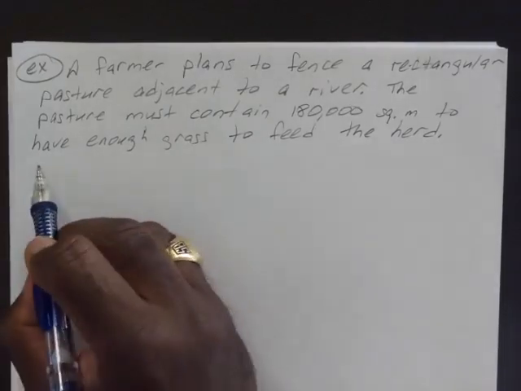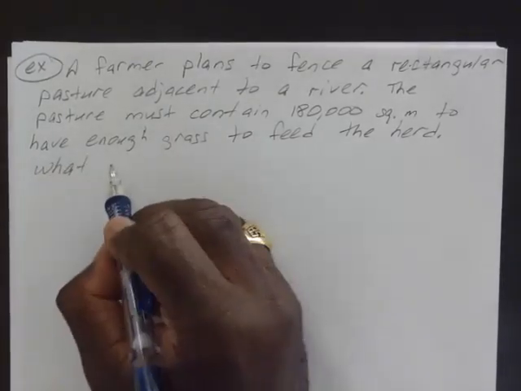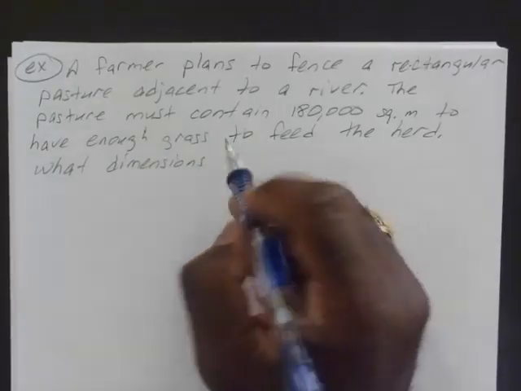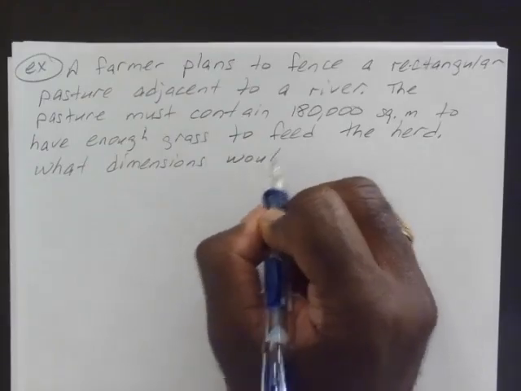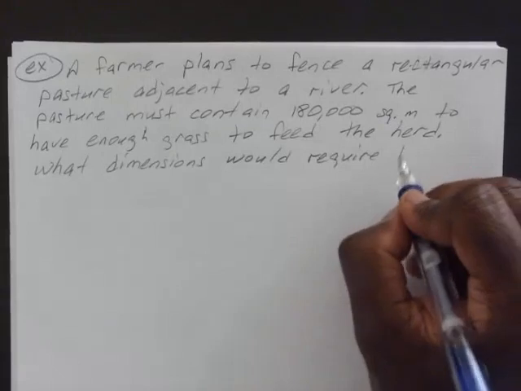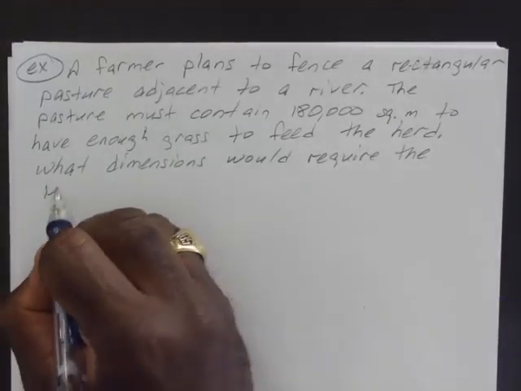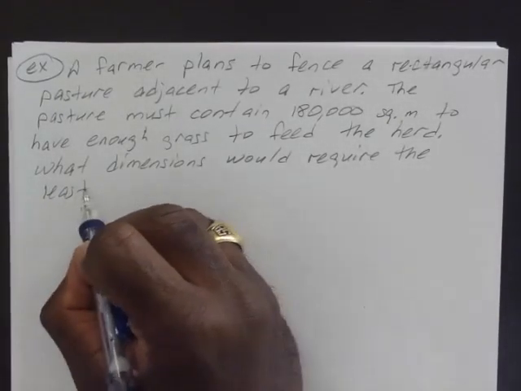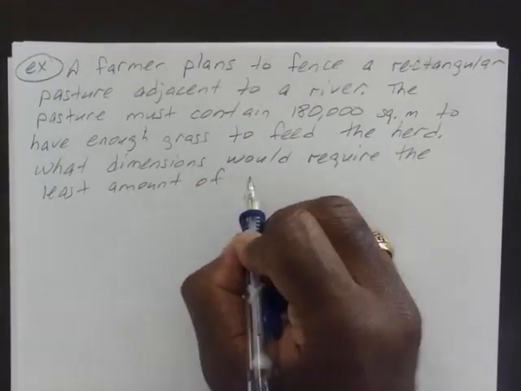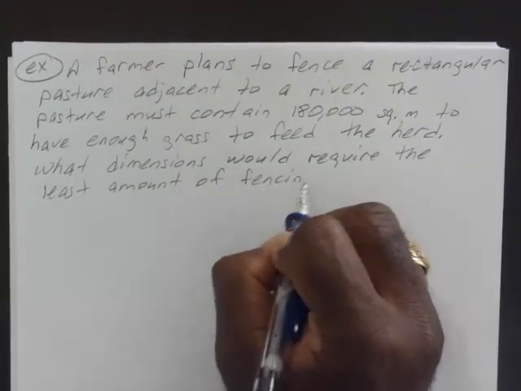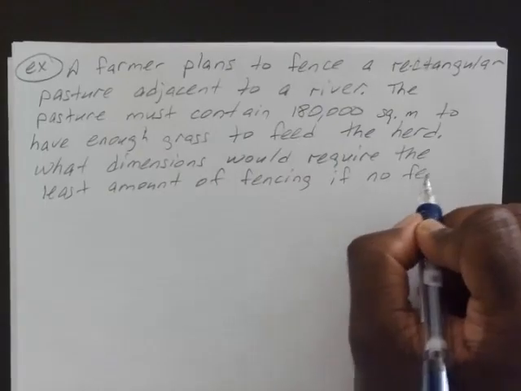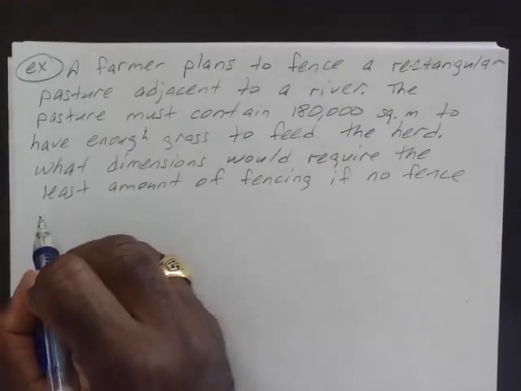Okay, so what dimensions would require the least amount of fencing if no fence is needed along the river?